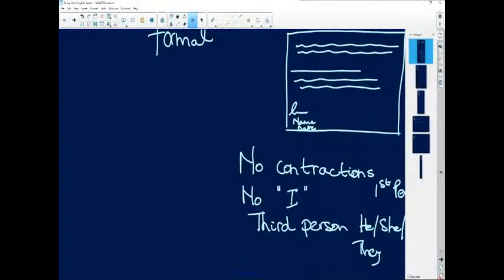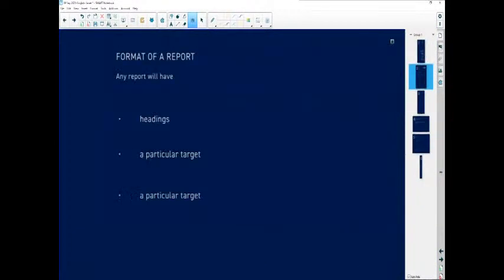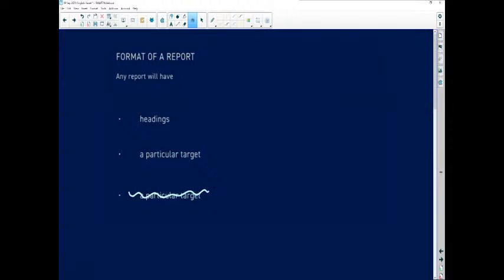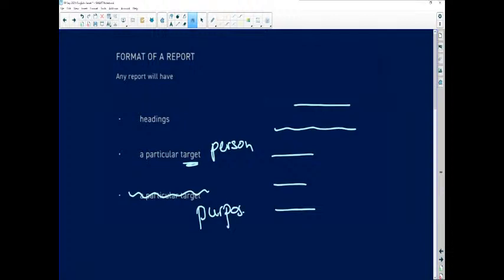It's a formal investigative report. It is not the informal eyewitness report. Formal investigative report. So what have I said I'm expecting? Headings, a very specific audience, and we've said this twice. So we've got headings. I said to you I expect a title, some writing. I expect headings in the report. A very specific target, that is the person we are writing to, and a very specific purpose. Why was I asked to write this particular report?